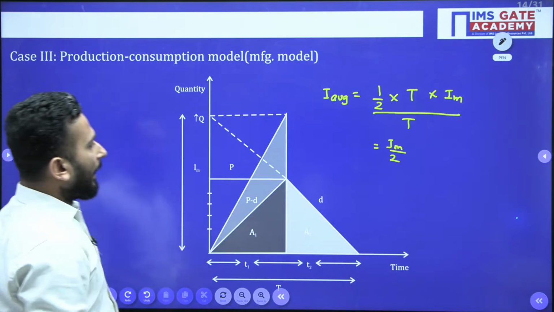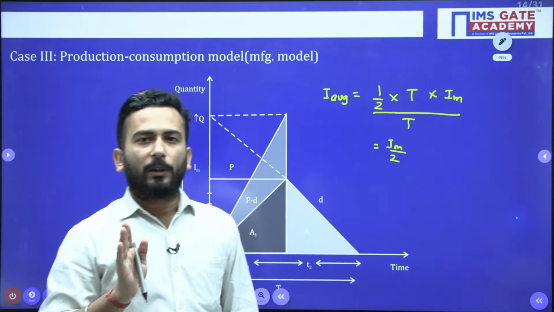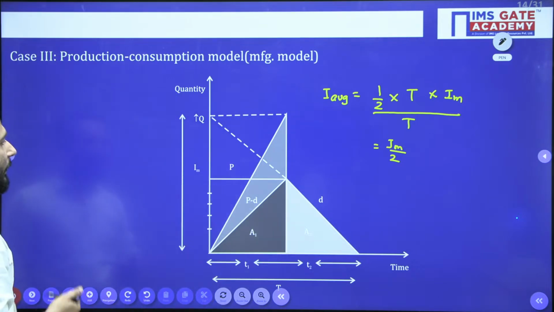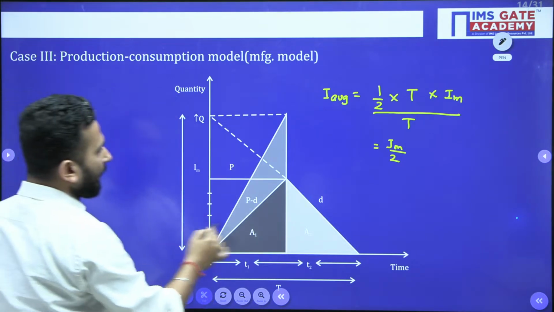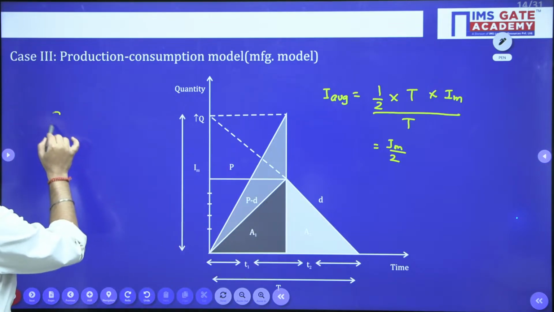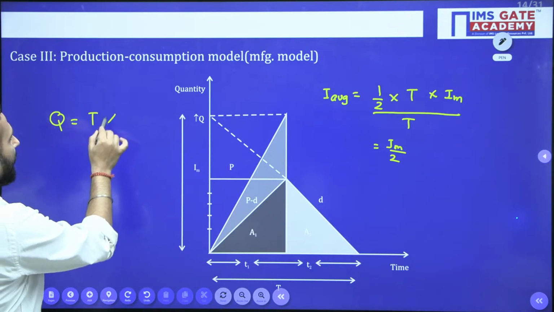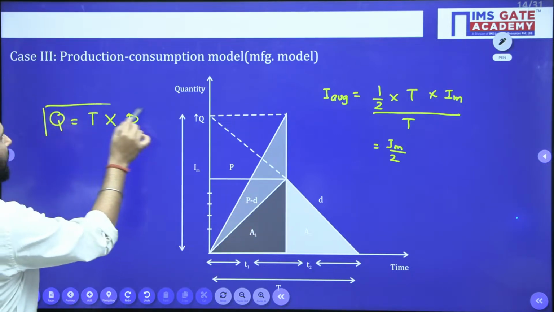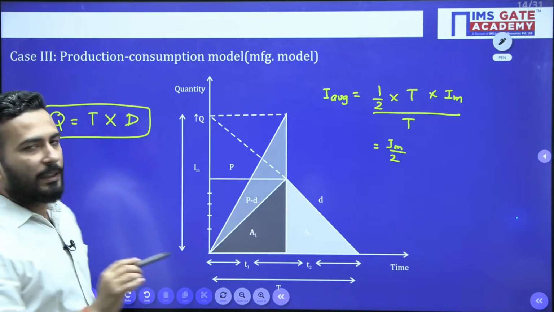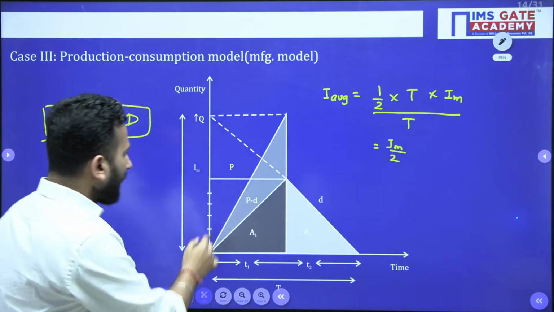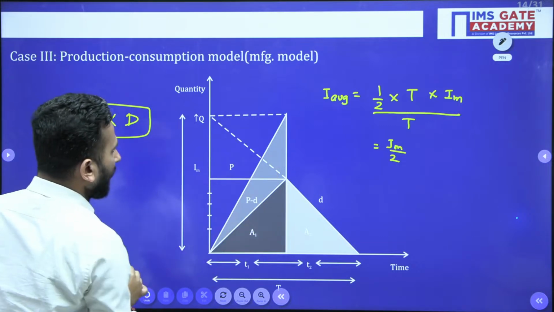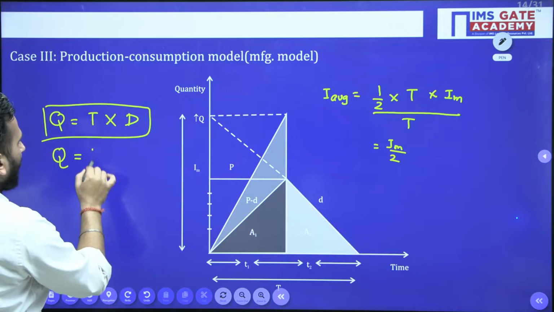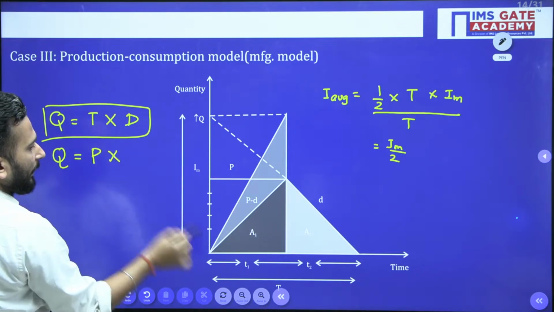Now, as I said, we have to utilize the triangles in the best possible way. So tell me one thing, if I use the bigger triangle, I can write Q is equal to cycle time into the demand rate. Okay, it is small d, I can write capital D, no issues with this. Suppose for this triangle, the time you are only producing, I can also write Q is equal to production rate into T1.